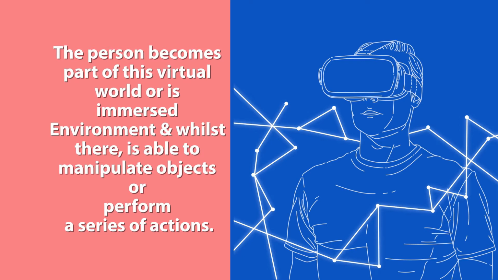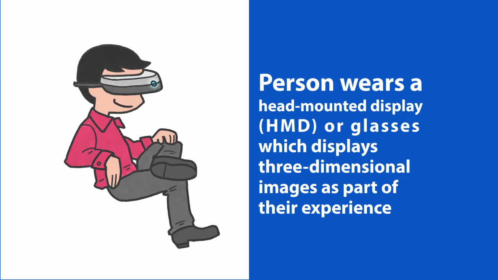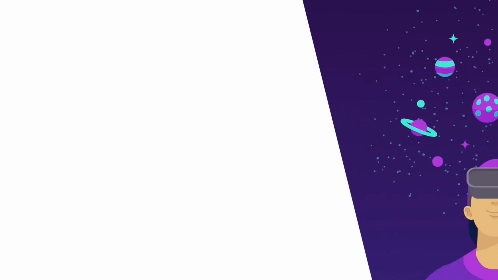So, here he will be immersed within this environment, and whilst there is able to manipulate objects or perform a series of actions too. The person wears a head mounted display, you can call it HMD, or goggles, glasses, which displays three-dimensional images as part of their experience. So, the person is completely immersed in the virtual world, and a series of actions are taking place. Let us see how this HMD looks in the next slide.